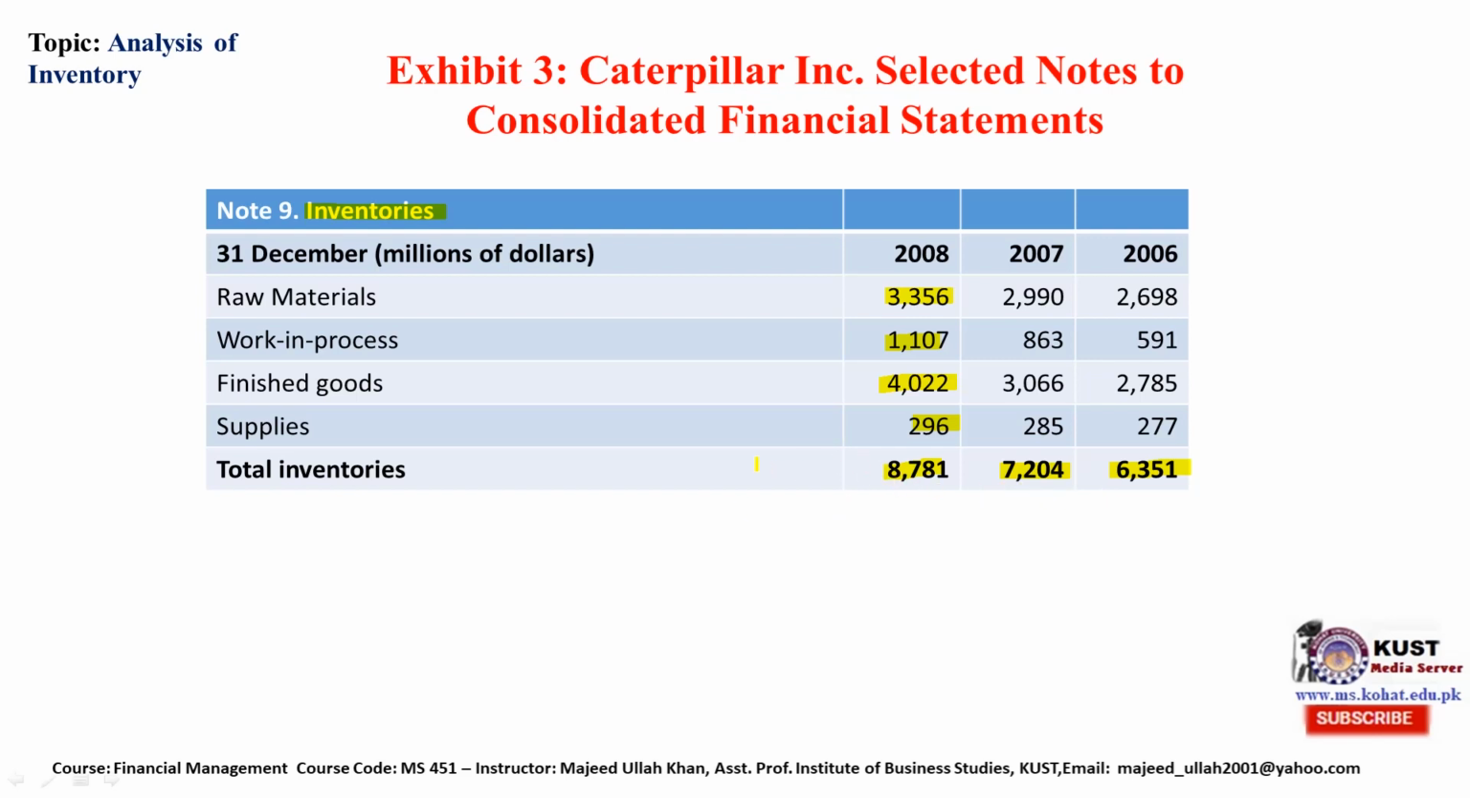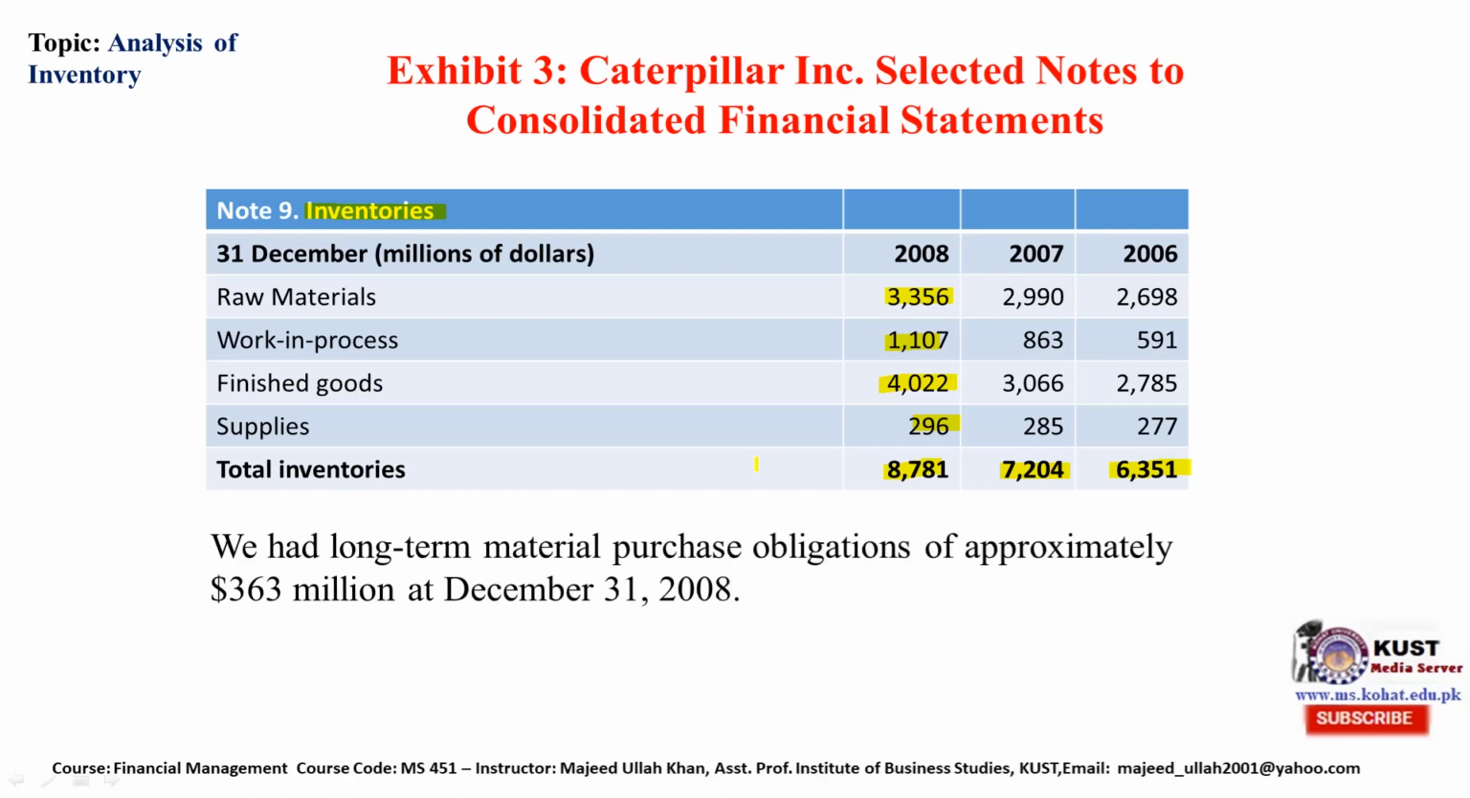Moving further, this is again in the notes to the financial statements, that we had a long-term material purchase obligation of approximately 363 million at December 2008. It means we are not liable to pay it in the short term. It is long-term.